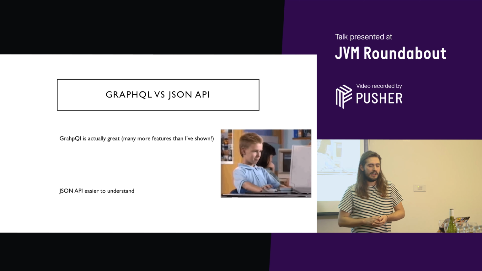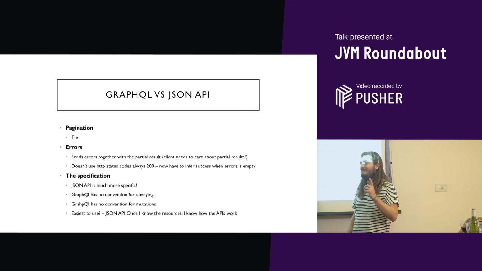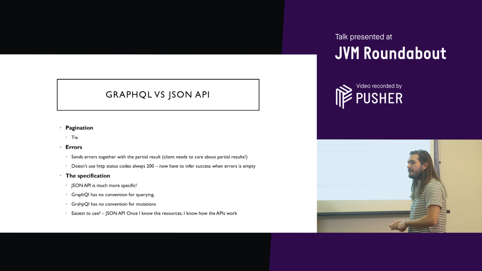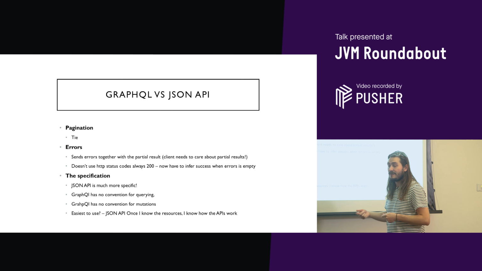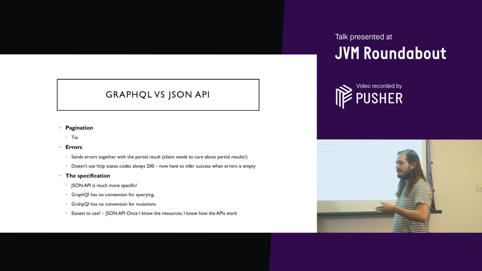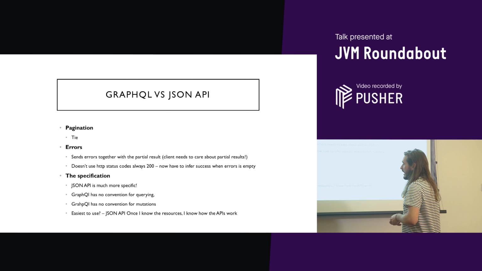So my last one, I think that was the end. What did I say? The specification, a fundamental part of the talk. JSON API is so much more specific, and GraphQL has no convention at the moment for what querying looks like. So how do you request something like a value greater than 2 for the ID? It doesn't really say how that should look as a query, nor how you want to mutate things.